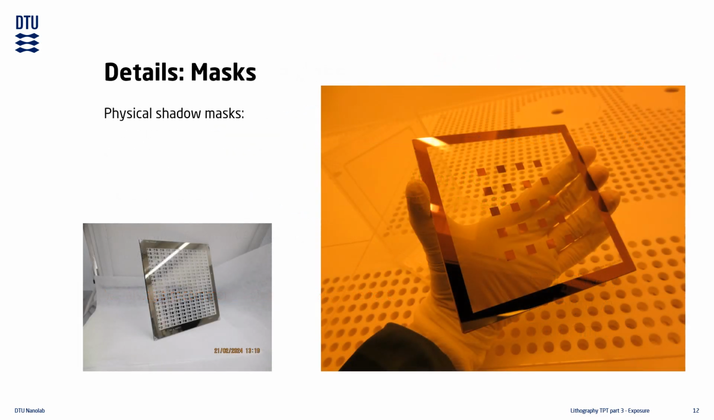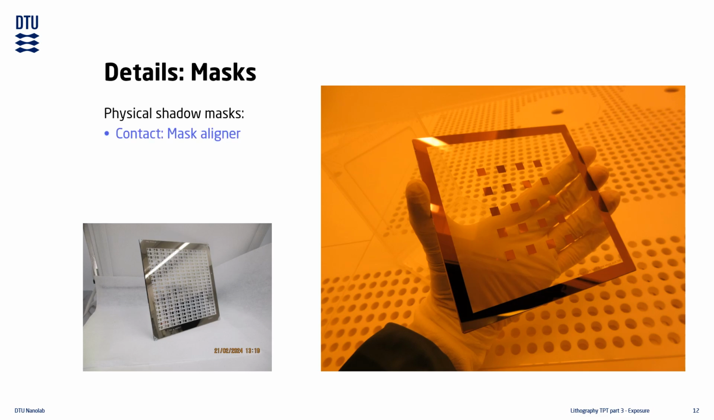The physical shadow mask is a square glass substrate, which has a pattern on one side. The pattern is made with chrome and the chrome is coated with an anti-reflective coating, which makes it look brown when viewed from one side. At DTU Nanolab we have 2 types of tools that use physical shadow masks.